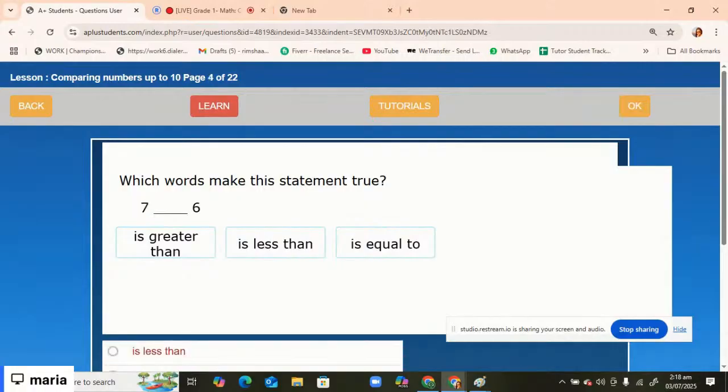Which word makes the statement true? Here is 7 and 6. Which one? 7 is greater than 6, 7 is less than 6, or 7 is equals to 6? Tell me, everyone in the chat, please. This is the last question of the test.